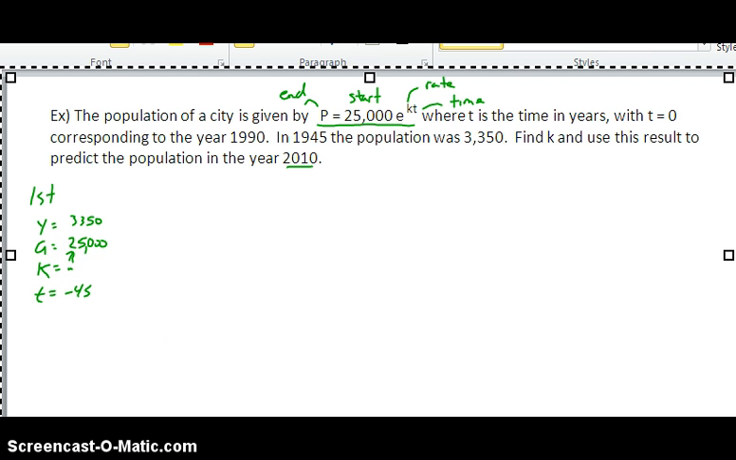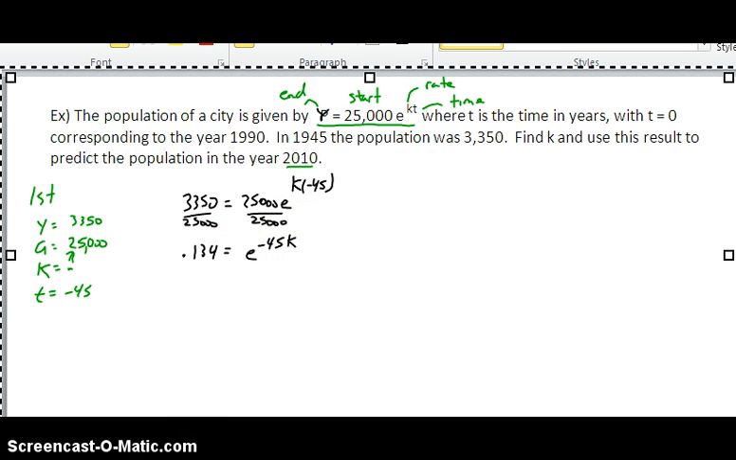So let's plug it into our formula. P, which was, actually they used a P, I wrote it over here as Y. We can think about this really being our Y, if that's helpful. So 3,350 equals 25,000 E raised to the K, which I don't know, times negative 45. So let's isolate this E by dividing by 25,000. When I do that, I get 0.134. So then E raised to the negative 45K.